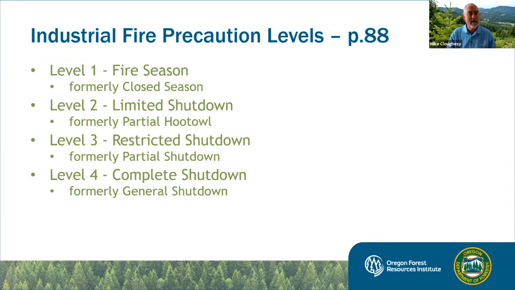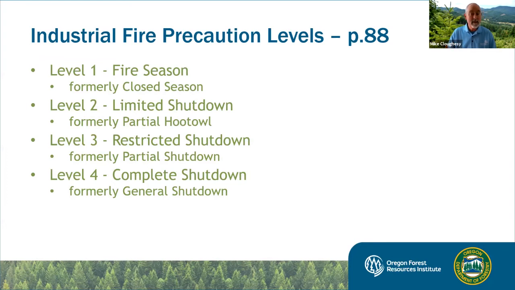The idea of these industrial fire precaution levels. Level 1, which is when fire season begins, used to be called closed season. And it was fire season, but we called it closed season, so it didn't make much sense. Then level 2, which we go to next, now we call limited shutdown. Before they called it partial hoot owl.